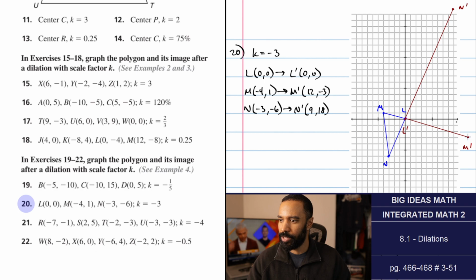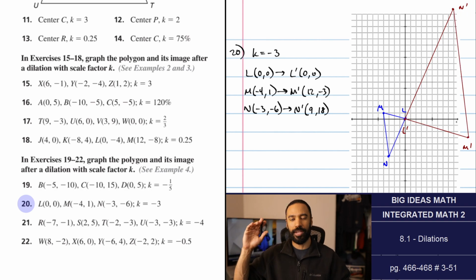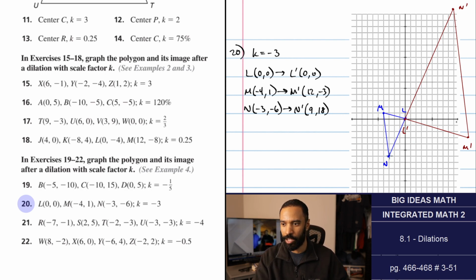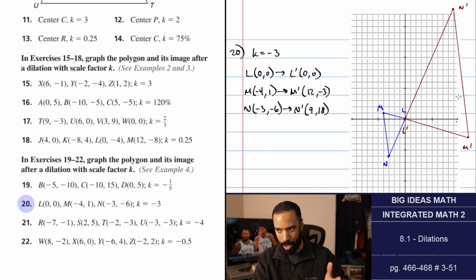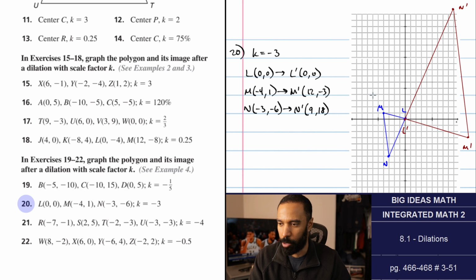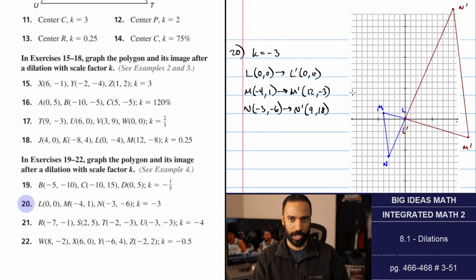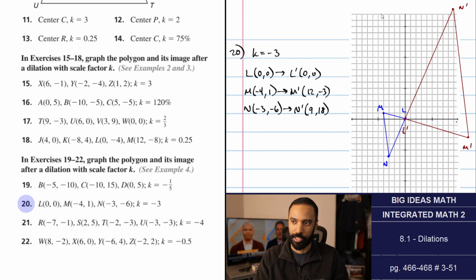So you can clearly see this time where the line's all cast out from L, right? L is the center. And you can kind of see that inversion. N goes from here through the origin and out the other side is N prime. M and M prime, if things were perfectly drawn, it would be a straight line. L and L prime is right there. And it works just fine. All right, that's number 20.